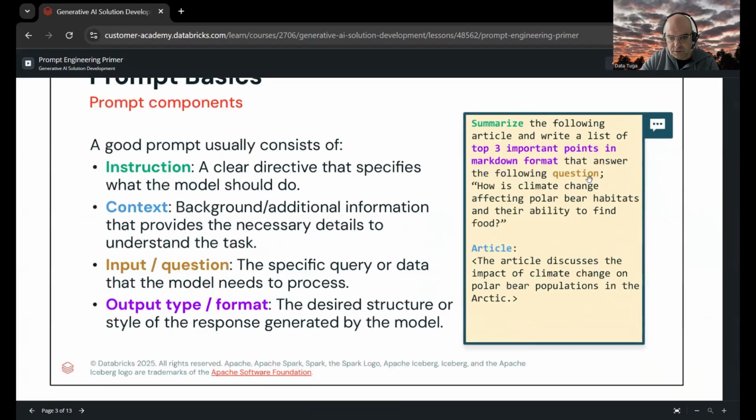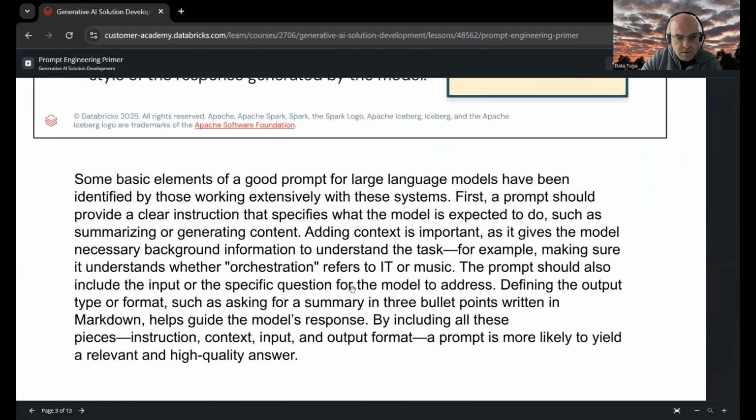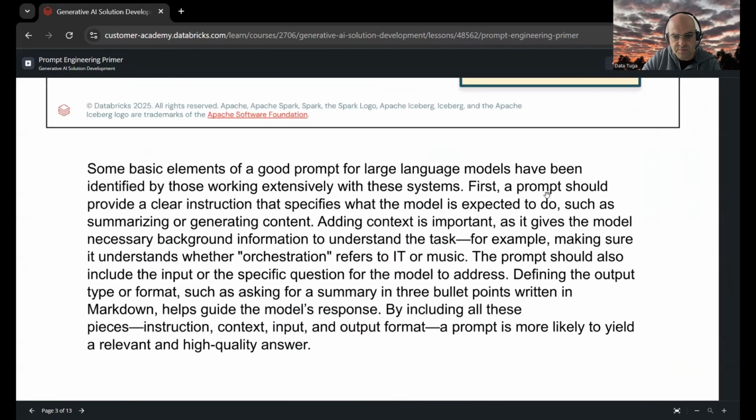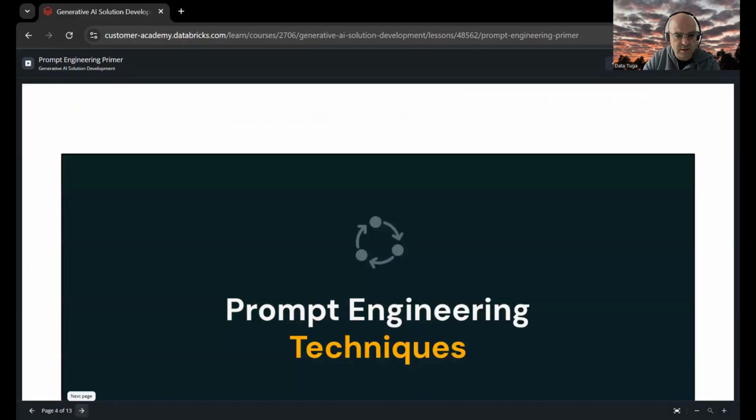Here they are putting the following, and then the output format. Type slash format. Basically defining the output, such as asking for three bullets. With a specific instruction, the prompt is more precise. Okay, next slide.